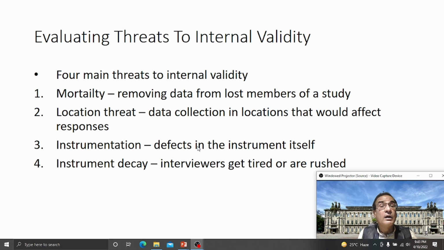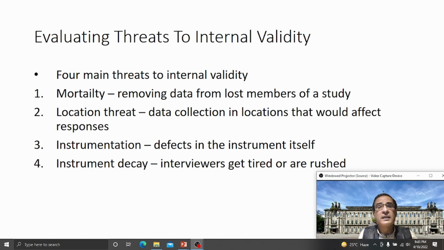Now, evaluate threats to internal validity. There are many, but I would like to discuss the four main threats to internal validity. First, mortality. Mortality means removing data from lost members of the study. Sometimes a member participates in one session and does not participate in another session. That is mortality.